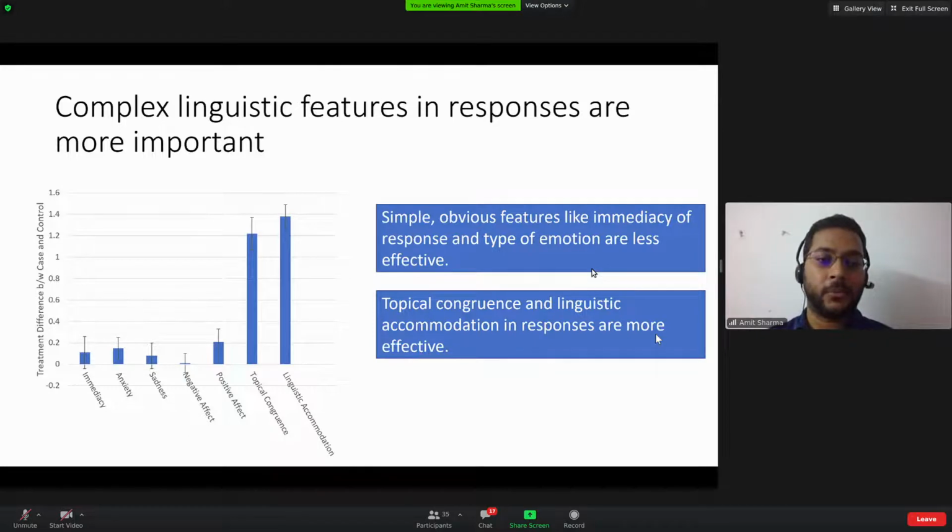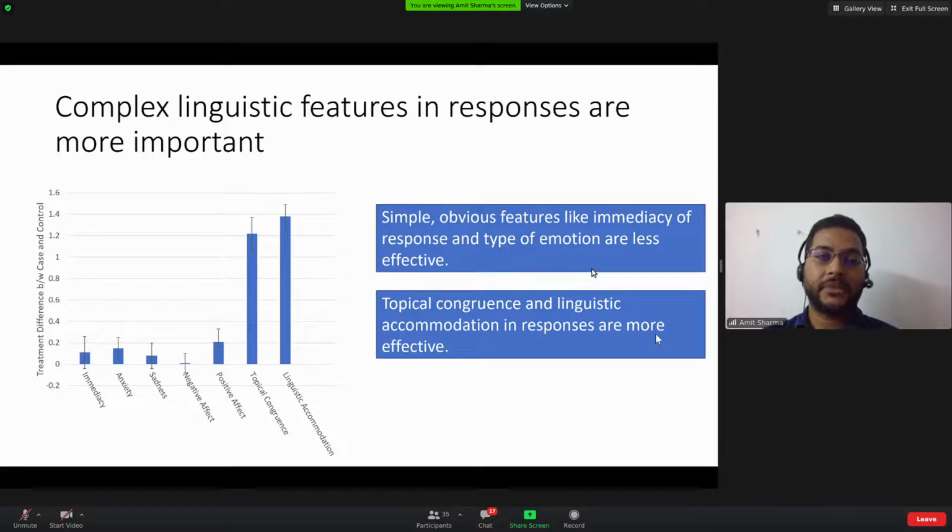And here you see that the most important features actually turn out to be complex linguistic features. So topical congruence means whether the response was on topic or not. Linguistic accommodation means whether the style of English used by the responder was matching what the original seeker had said. And this perhaps, again, you can think of as pointing to something deeper, which was perhaps whether the person was empathizing with the seeker's response.